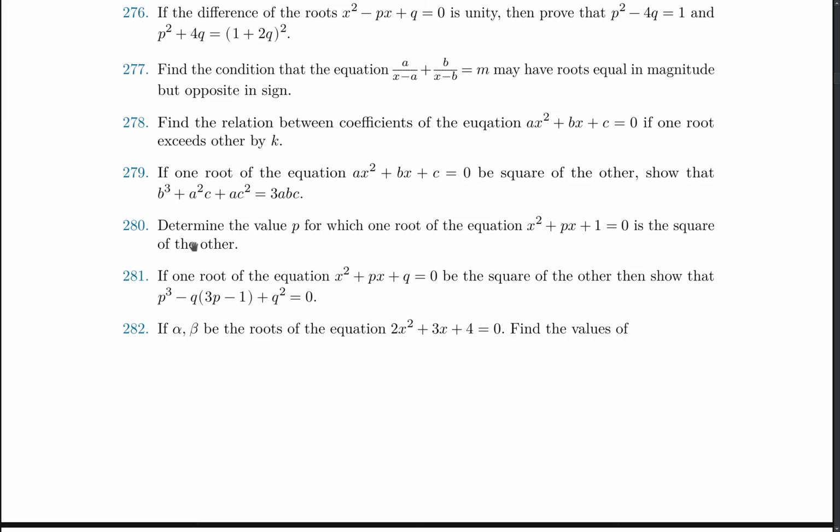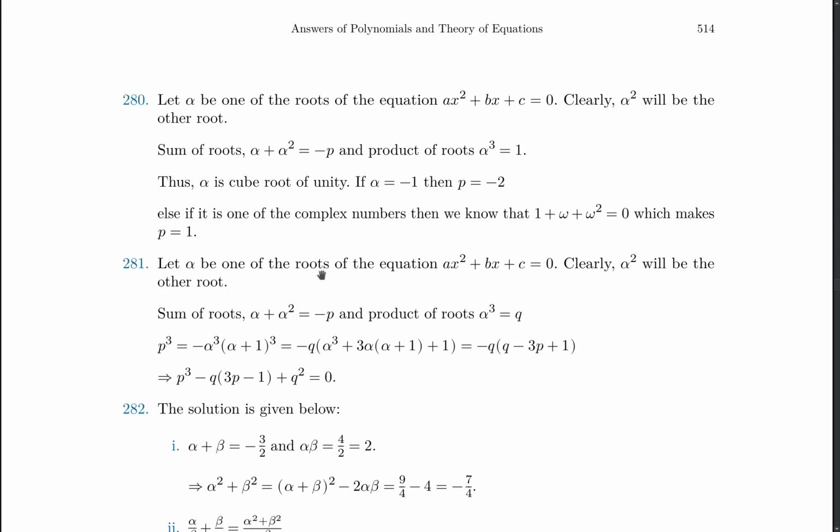Question 280 says that determine the value of p for which one root of the equation x square plus px plus 1 is equal to 0 is the square of the other. So if one root is alpha, then the other root will be alpha square. So alpha plus alpha square is equal to minus p and alpha cube is equal to q. We proceed like this equation, the previous equation.